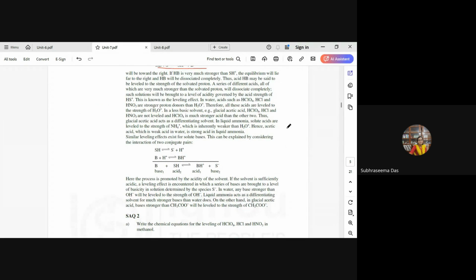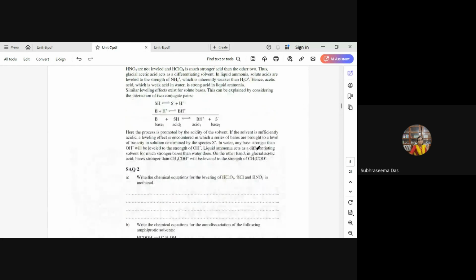Suppose we take a series of different acids which are very much stronger than the solvated proton. Then they will dissociate completely, and such solutions will be brought to a level of acidity that is governed by the acid strength of SH2 plus. This is known as the leveling effect. We have acids such as HClO4, HCl and HNO3. These are stronger proton donors than H3O plus. Therefore all these acids are leveled to the strength of H3O plus. This is called the leveling effect.